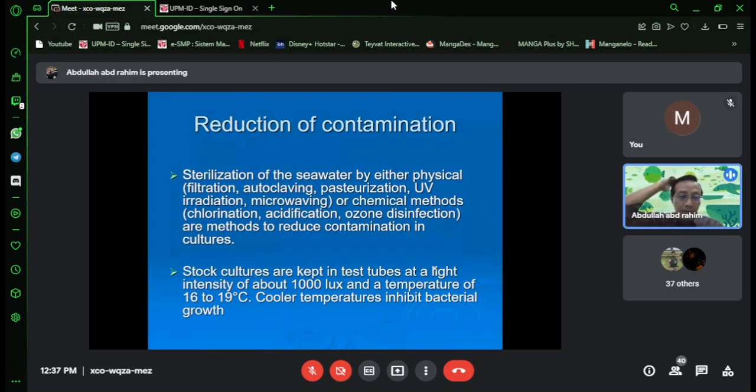Reducing the contamination of microalgae in the lab is quite different from when you want to use it outside on a bigger scale. For commercial purposes, the way of reducing contamination is a bit different. It depends on the density and also the abundance of your culture.